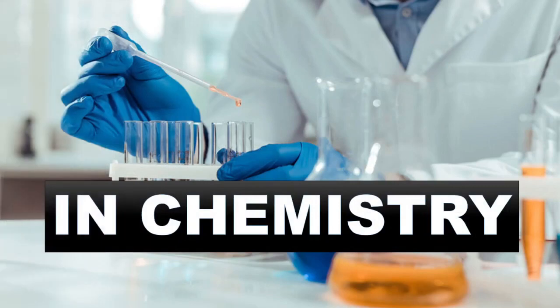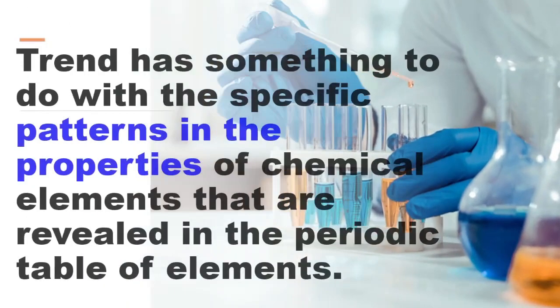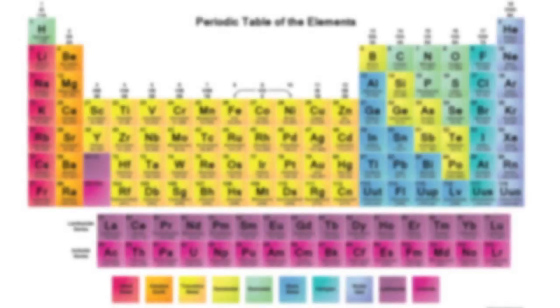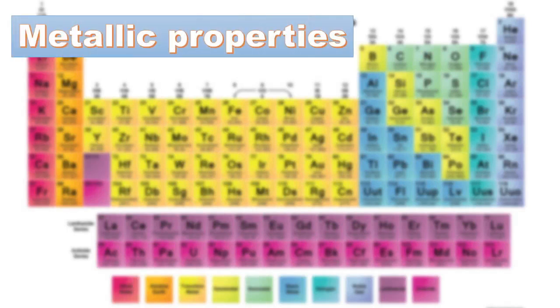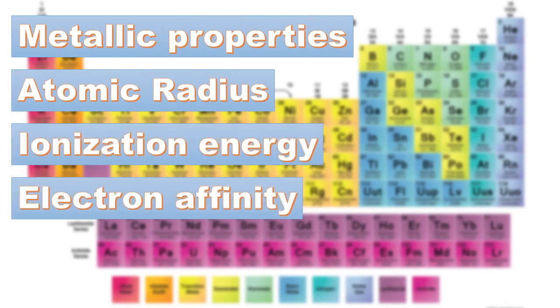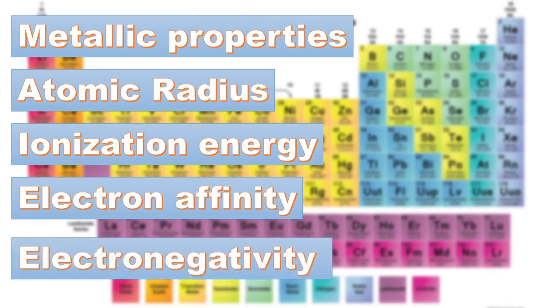But in chemistry, trend has something to do with the specific patterns in the properties of chemical elements that are revealed in the periodic table of elements. Now class, in the periodic table, there are 5 trends that you must remember. And these are metallic properties, atomic radius, ionization energy, electron affinity, and the last, electronegativity.